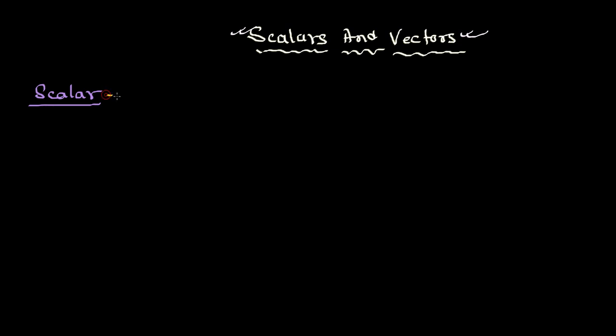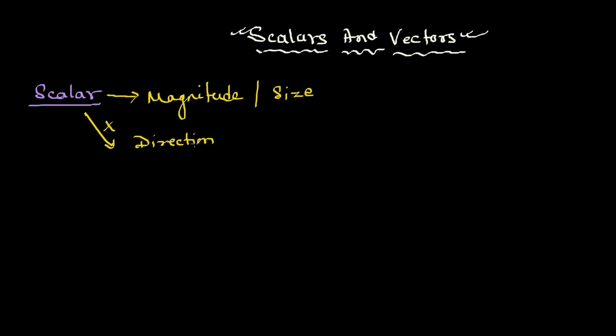Okay, so what is the scalar quantity? Scalar quantity, or simply scalar, has only magnitude, or we can say size. So it has only magnitude, and it can be completely specified if its magnitude is given. It doesn't have any direction. Clear? So scalar quantities have only magnitude and can be completely specified if their magnitudes are given.